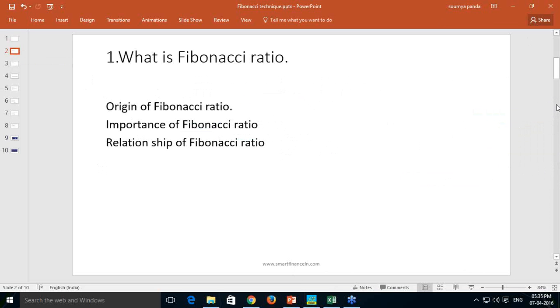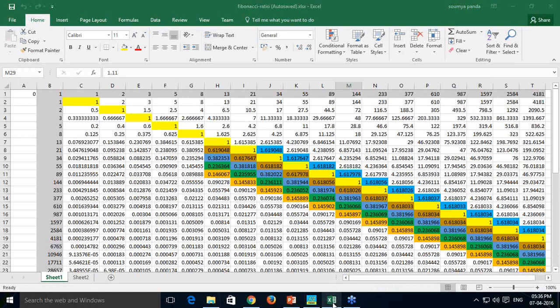So lots of natural objects present in this universe follow these Fibonacci ratios, and this Fibonacci ratio relationship is very important because this relationship gives you an indication of how traders will behave at a particular support breakout or resistance breakout. So that is why it is very important, and the names of those ratios are also there.